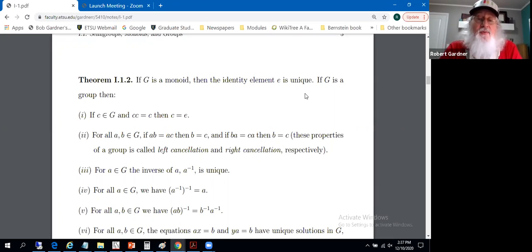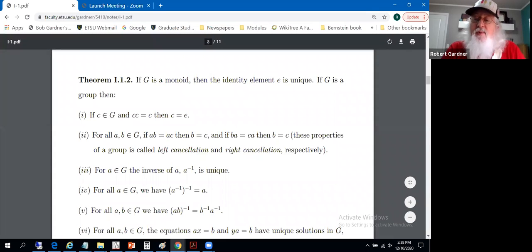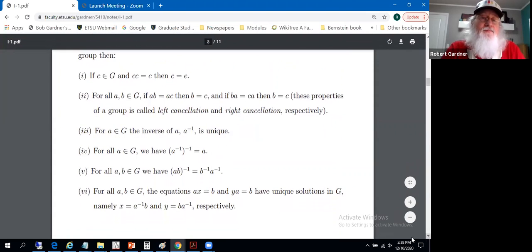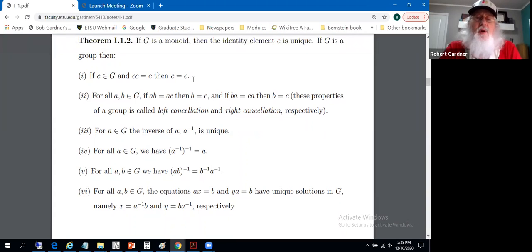For the remainder of the discussion, we need inverses. And so for the remainder of the statement of this theorem, G is taken to be a group. So if G is a group, then we also have these properties. If C is in the group and C times C equals C, then C equals the identity. How would one prove that? Informally, multiply both sides by C inverse. In a group, you know this element C will have an inverse, speaking in multiplicative notation here.